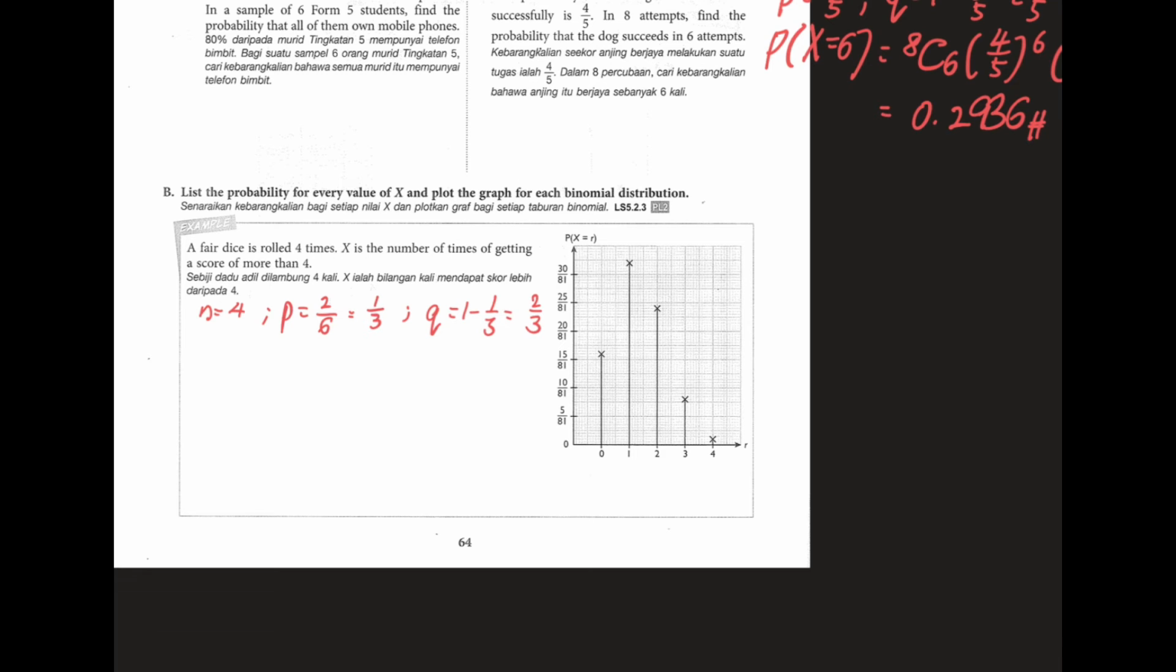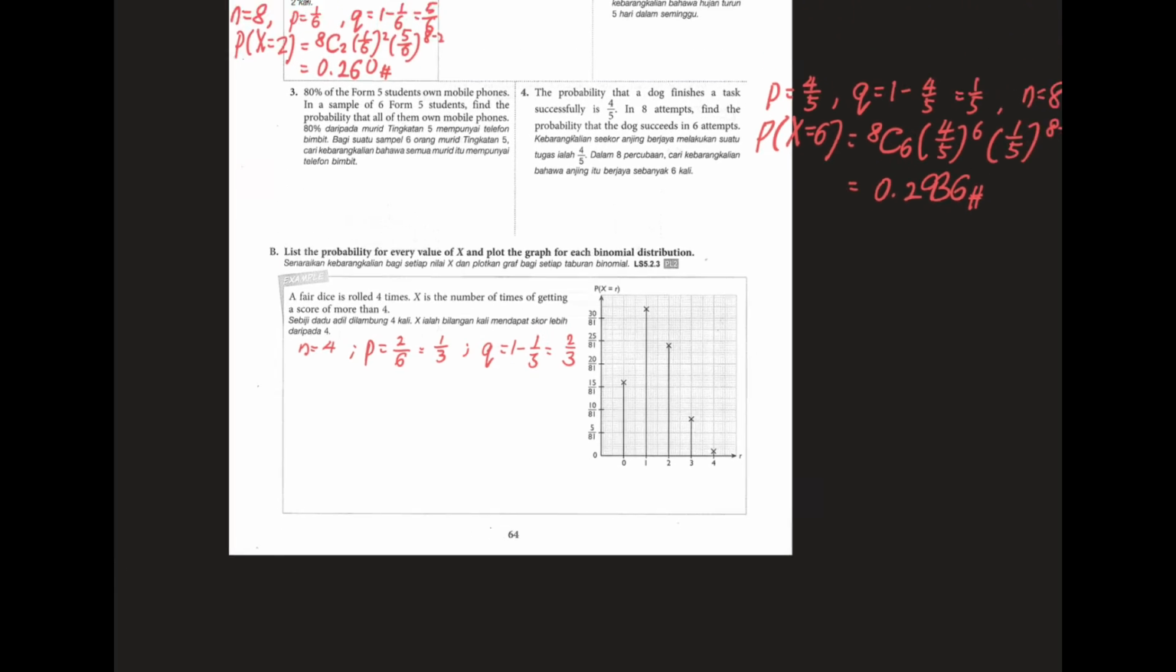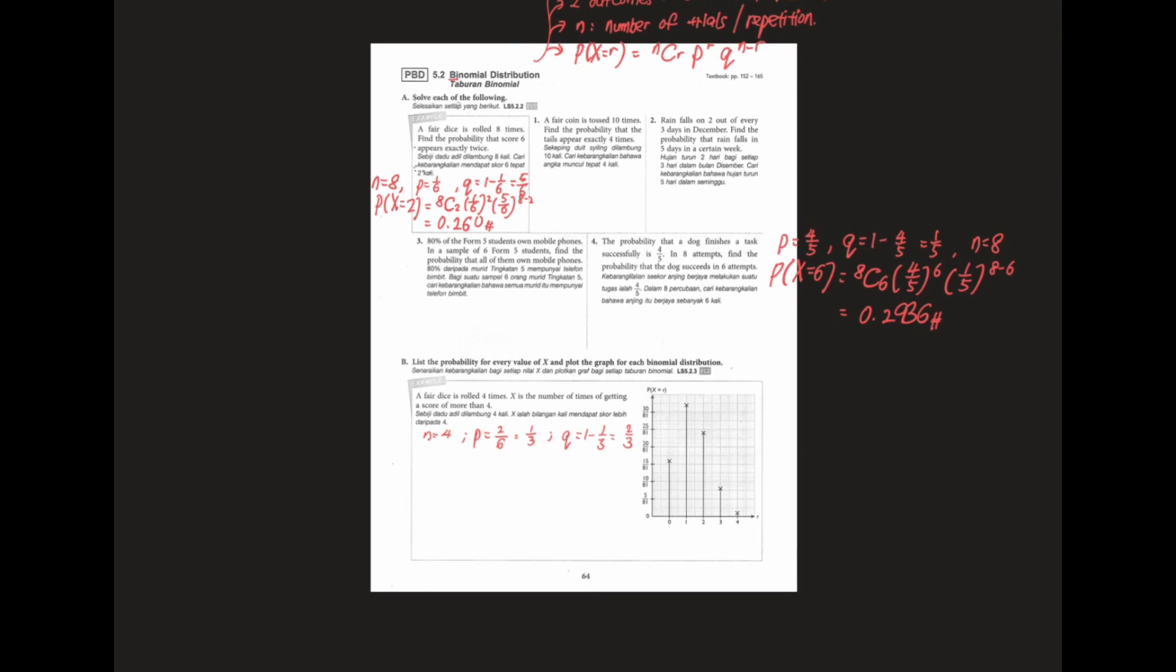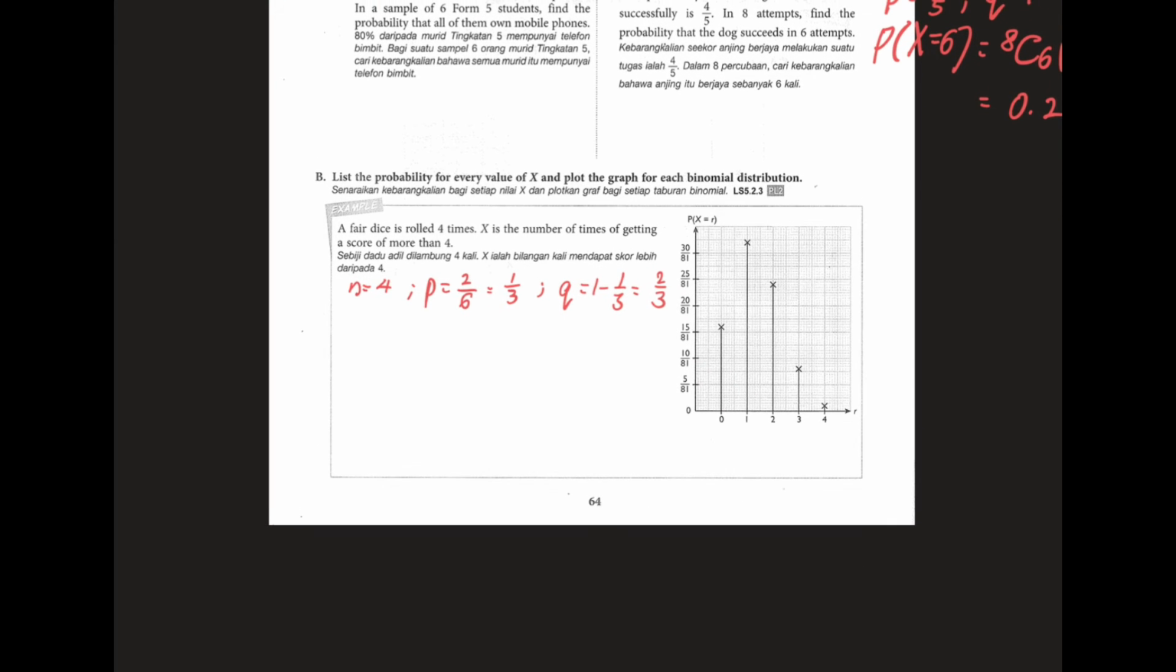So how to list the probability? We just keep using the formula. You see our formula again. You have to use this formula again and again to find the probability of x equal to 0, probability of x equal to 1, 2, 3, and 4. Maybe you feel like, wow, too many things to do. We have to use the formula so many times, for 5 times. So there is a shortcut. Use the calculator.